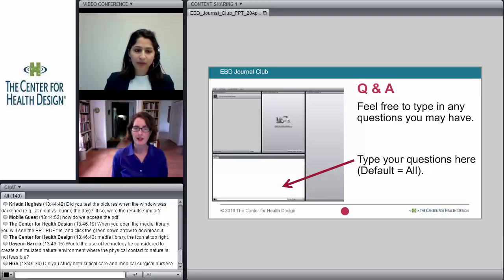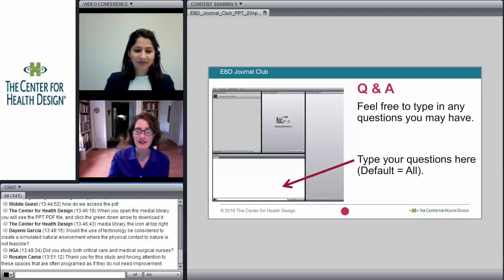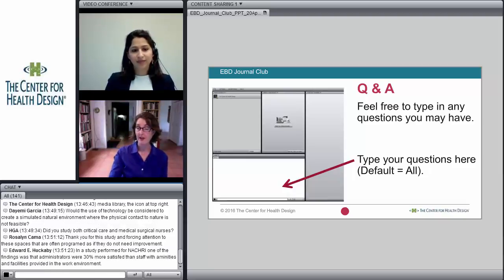More questions are coming in, so my window just changed. Did you get any insight into the performance of staff who are more satisfied with their break rooms? Does it lead to any improvement in care or patient satisfaction? I think you mentioned some of that in your literature review. Yeah. So how does that correlate with what you found?